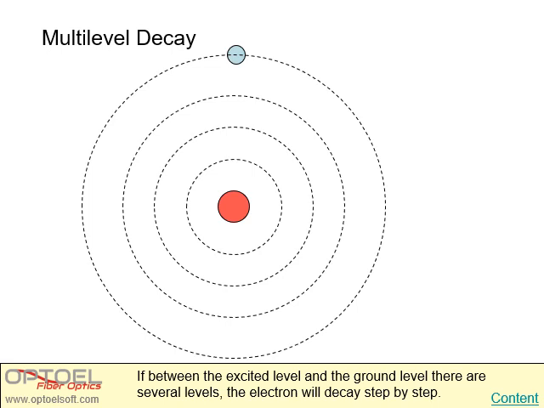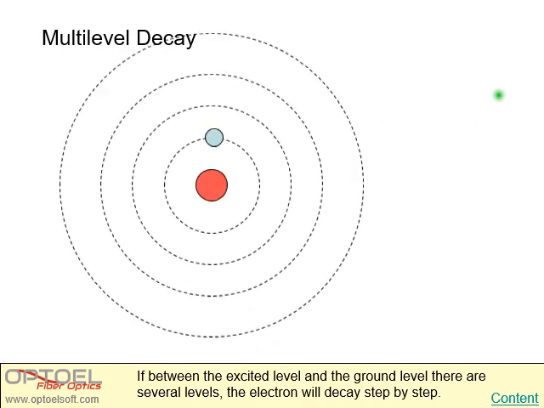Let's assume that between the excited level and ground level there are several intermediate energy levels. The electron will decay in multiple steps towards the lower empty energy level. For each intermediate transition, the energy lost by the electron will be converted to phonons, or to photons, depending on the atom type. In this example, the first and the third transitions generate phonons, and the second transition generates a photon.